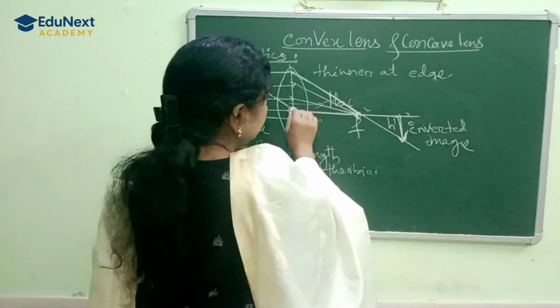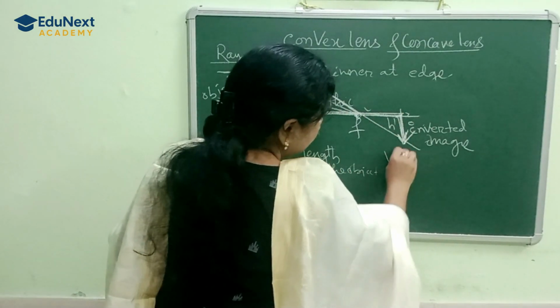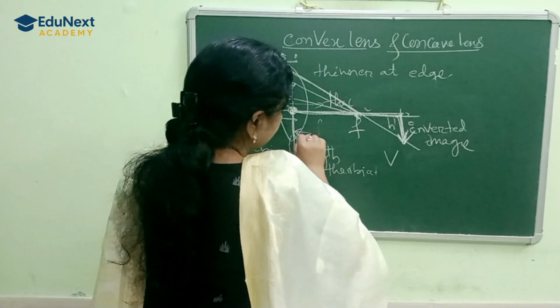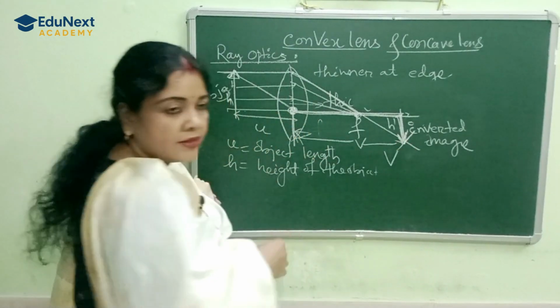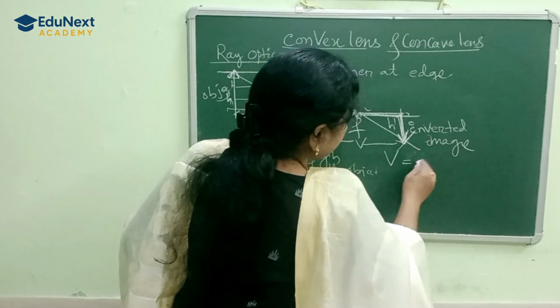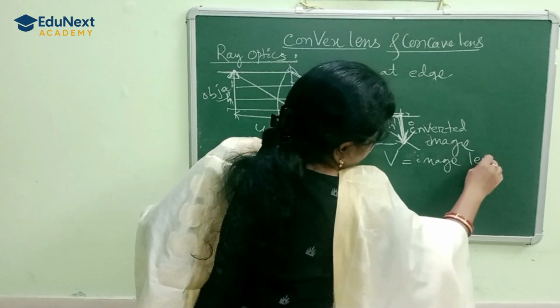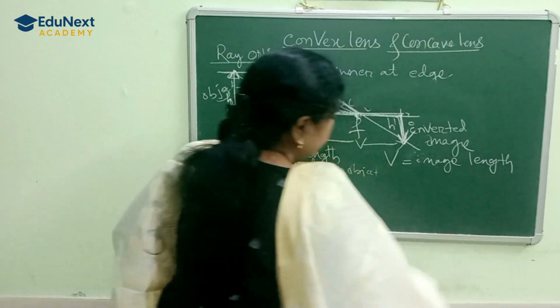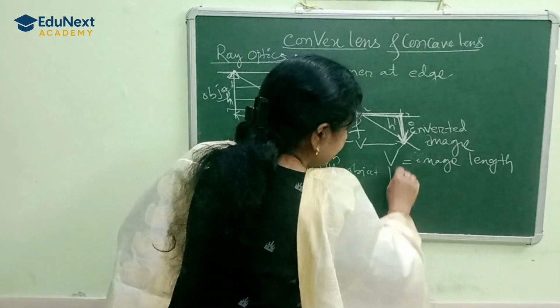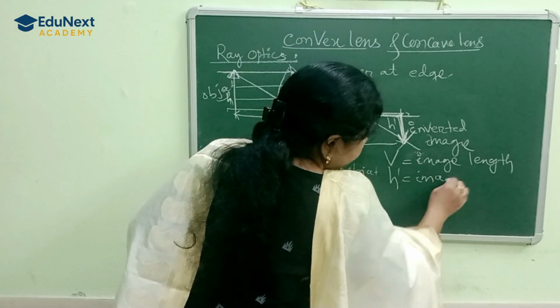Now the length from the center to this inverted image is known as the image length, and that is denoted by v. So v is the image length, and h dash is the image height.